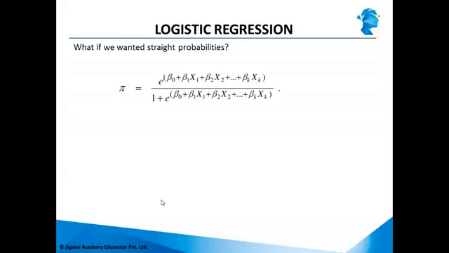Now I have still only computed p over 1 minus p, which is the odds ratio. If I wanted p, I can still do that. I simply need to substitute it into this equation. Here pi stands for p, so if I had p over 1 minus p equal to that equation and wanted to solve for p, this is what I would end up doing.